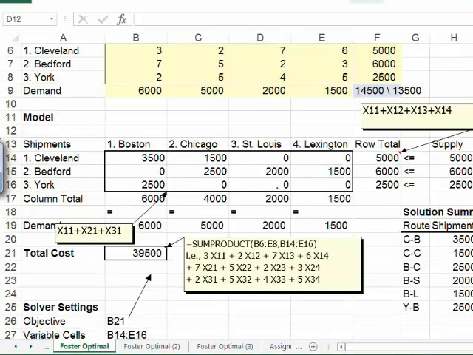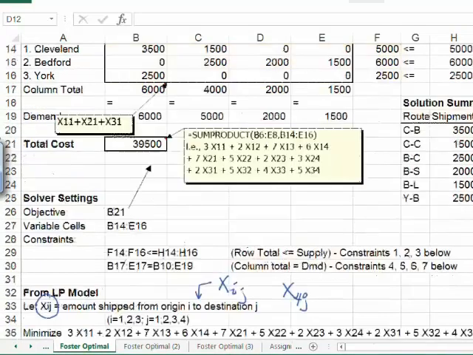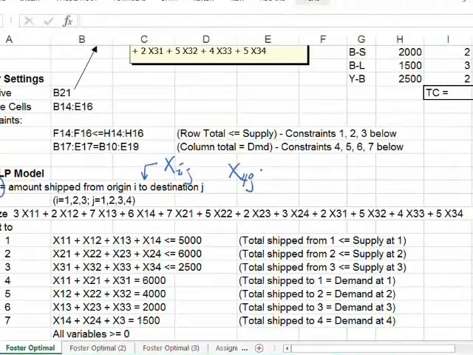So those are the indices of your new variables. And so we're going to say x4j is equal to the unmet demand at destination j. By destination we just mean places that need the stuff, like the distribution centers. Okay, so what we're going to do is go over and see how this will change. We have 1, 2, 3, 4.